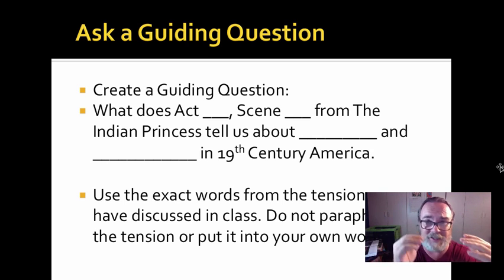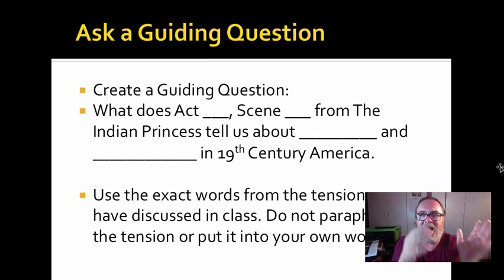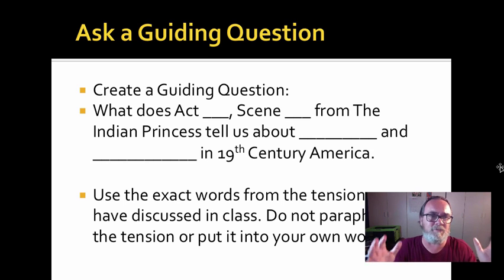And I suggest that you type this out, even include it with your paragraph, the guiding question, and then below it the paragraph, not at the beginning of the paragraph, separate: guiding question, paragraph. But it's really simple. It's a formula. What does Act blank, Scene blank from the Indian Princess tell us about the tension between blank and blank in 19th century America? And if you look in this slide, I left out the phrase, the tension between. So tell us about the tension between blank and blank in 19th century America.